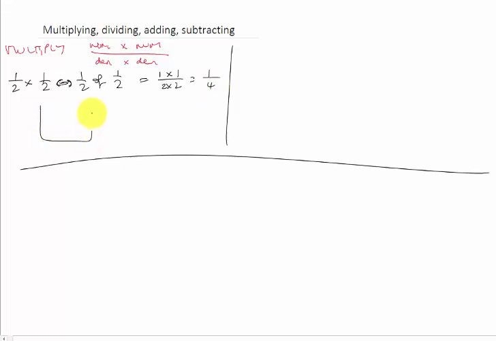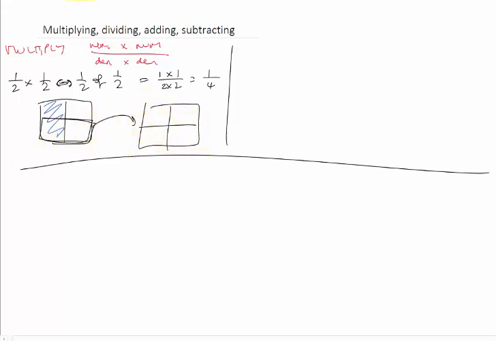And you could think of that, so here we've got 1/2 shaded in, and then if we take 1/2 of that, this piece, we move it over here, that will leave us with 1/4 shaded in. So that's simple enough. Numerator times numerator, denominator times denominator.